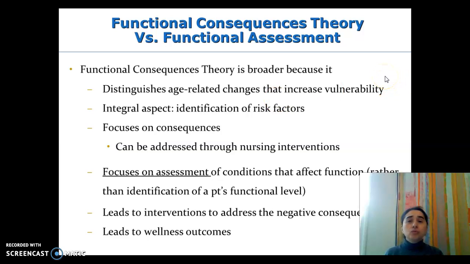So in comparison to functional assessment, functional consequences theory is more broad in nature, and yet it helps not only to distinguish age-related changes that increase a person's vulnerability, but can also help to plan the care in the future. It helps you to address negative consequences and work on promotion of positive wellness outcomes.